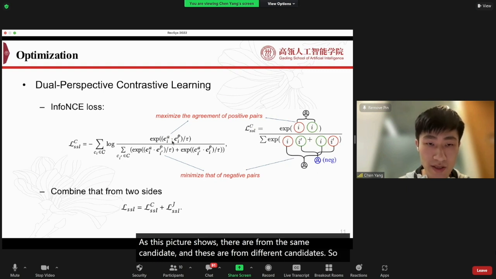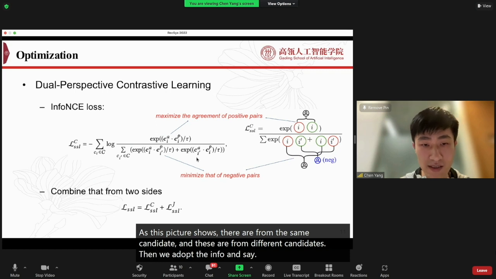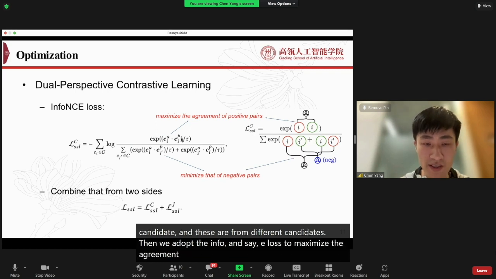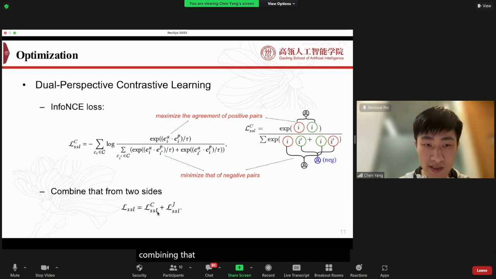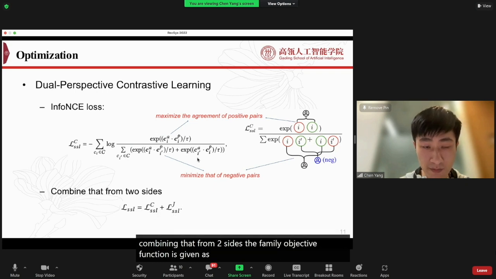Then we adopt the InfoNCE loss to maximize the agreement of positive pairs and minimize that of negative pairs. Combining that from two sides, the final objective function is given as this.